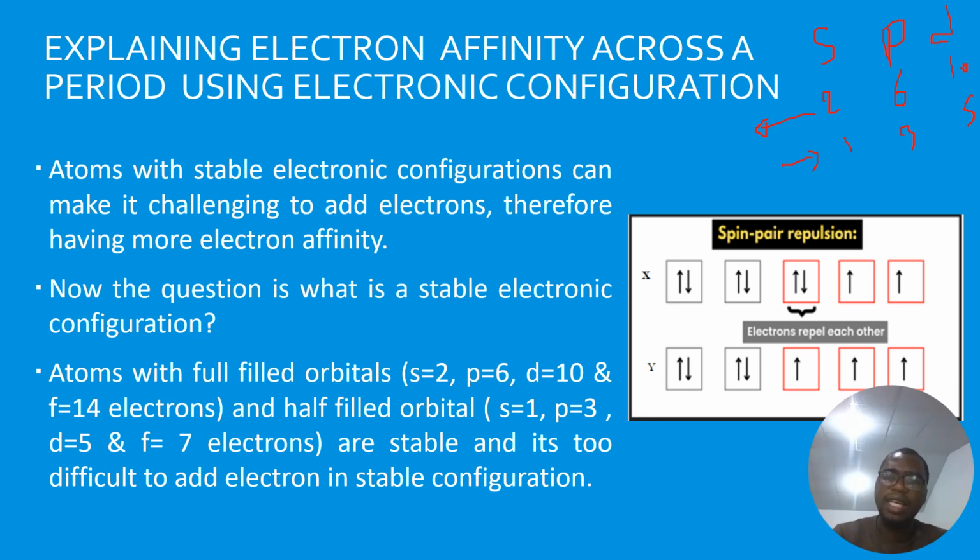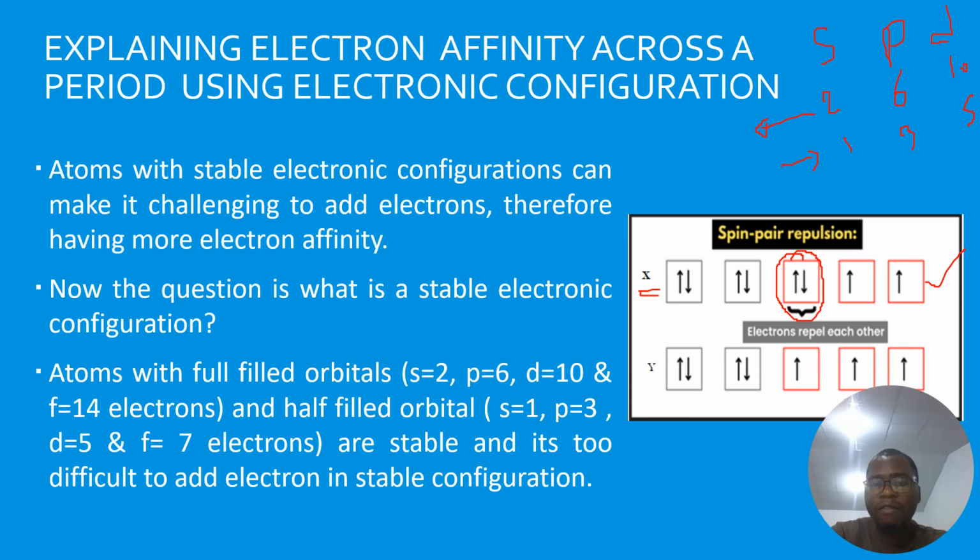Now, why is it the case? When you are filling in electrons, let's look at the configuration for element X. You discover that in the p orbital, there is this part which has got 2 electrons. When the electrons are together like that, there is repulsion because they are both negatively charged. This repulsion is what we call the spin pair repulsion. This spin pair repulsion makes an element with this configuration unstable.